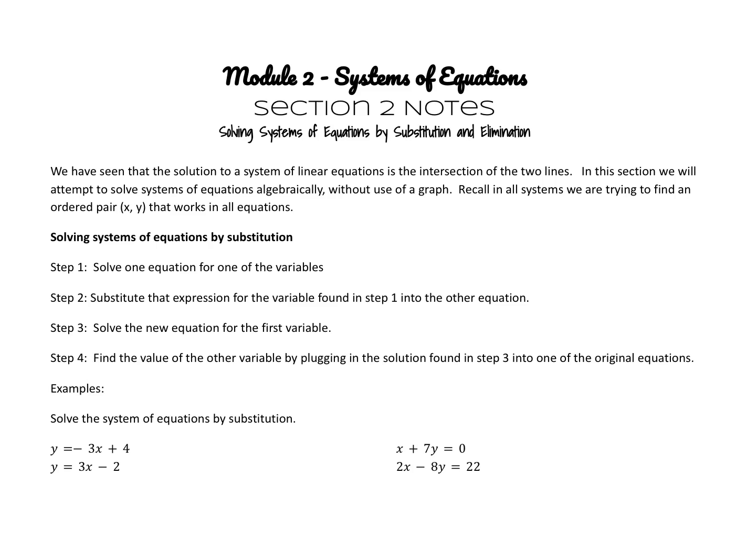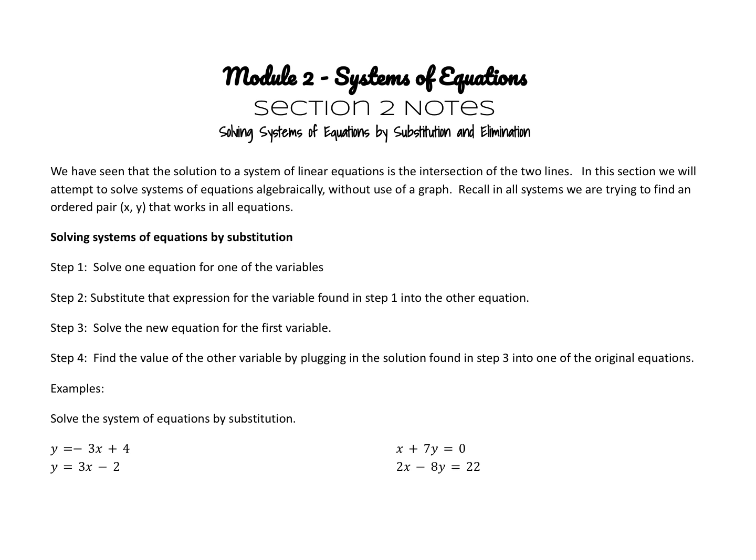In section 2, we're going to talk about solving systems of equations using substitution and elimination. So we've already talked about how to solve a system of equations by graphing. And when we do that, we're looking for the intersection of those two lines. So now we're going to talk about how to solve a system of equations algebraically, so without using a graph. So we're trying to find an ordered pair that works in both of our equations.